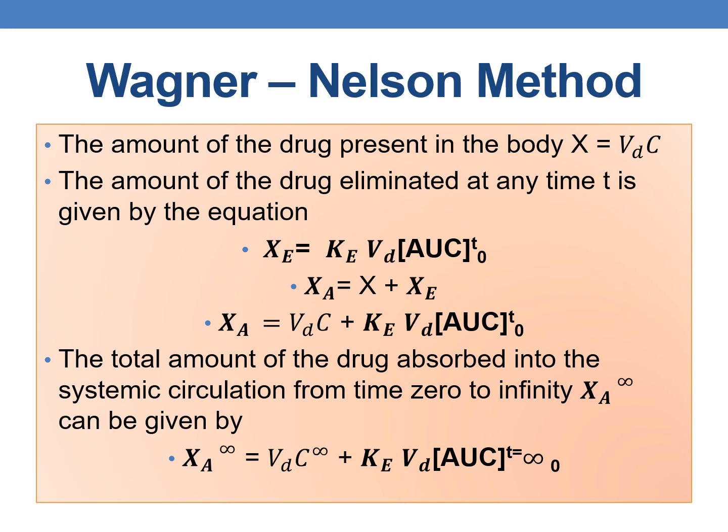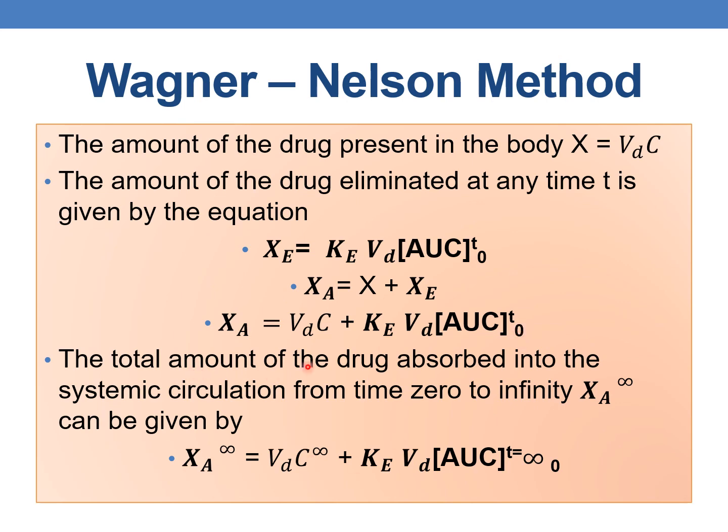As we all know, the amount of the drug present in the body is X equals Vd into C, volume of distribution into plasma concentration. And the amount of the drug eliminated at any time is given by this equation: Xe equals Ke Vd into AUC, area under the curve, from 0 to T. Since Xa equals X plus Xe, if we substitute the values of X and Xe in the above equation, we get Xa equals Vd into C plus Ke Vd into AUC 0 to T.